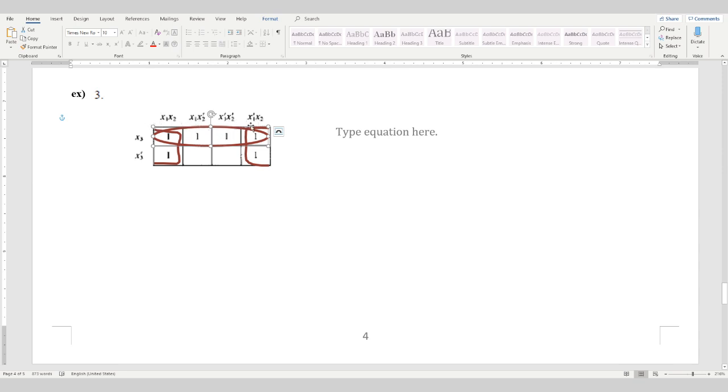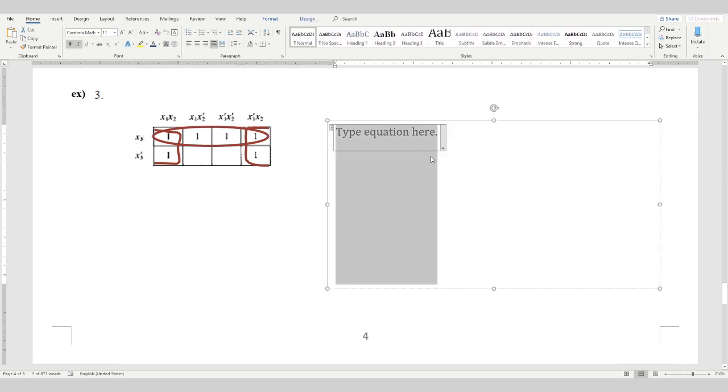x1 is being eliminated because we don't need to check its state, because no matter what state it's in, it's still acceptable. And the exact same for x2, because we have x2 and we also have inverted x2, or not x2, in here. So we can ignore both of those variables. And the only variable we have to consider is x3, because all 4 of these squares correspond to x3, and none of them correspond to not x3. So x3 is required, so that's going to be our first term.